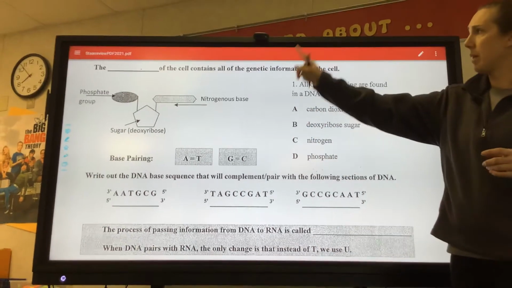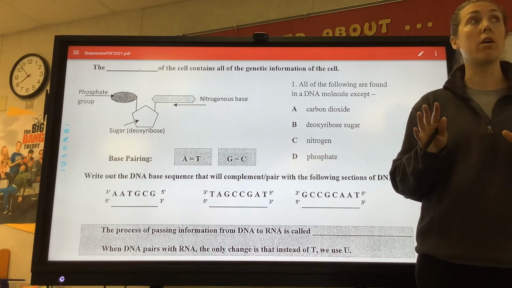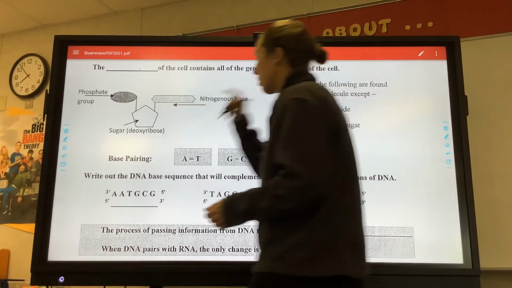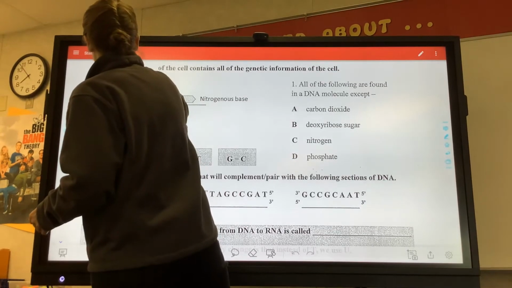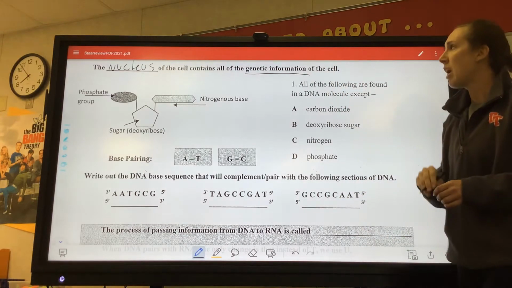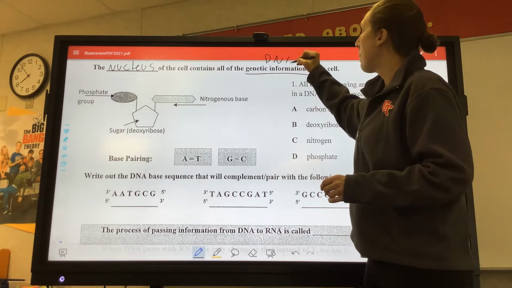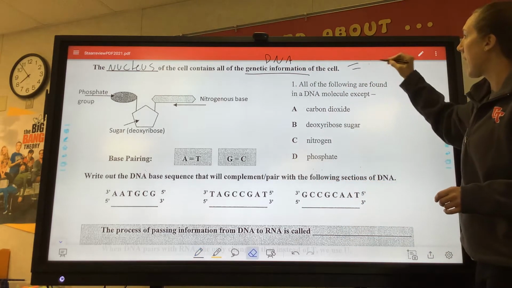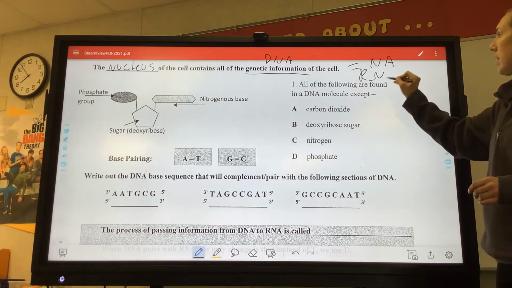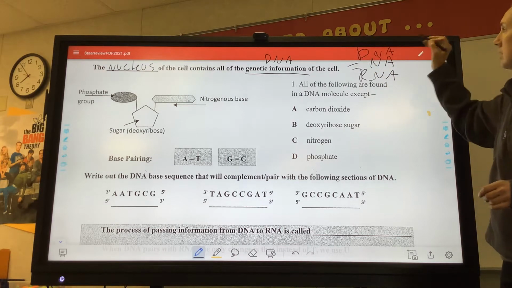So, the blank of the cell contains all of the genetic information in the cell. What organelle? The blank contains the genetic information. Nucleus. Okay, contains the genetic information. For the most part, it's DNA. Okay, so the nucleus has the DNA. But we did learn from the nucleic acids, it could be R, ribonucleic acid, or D, deoxyribonucleic acid, DNA or an RNA.